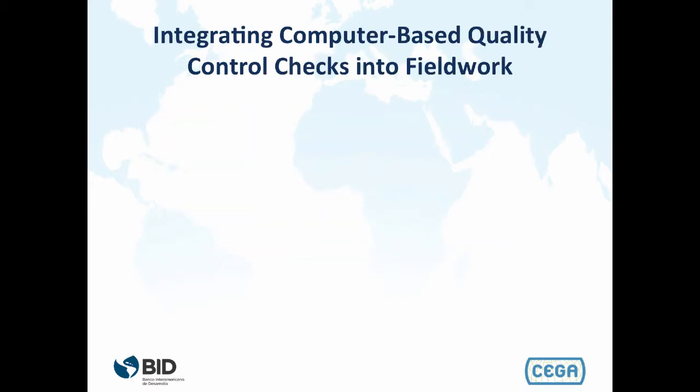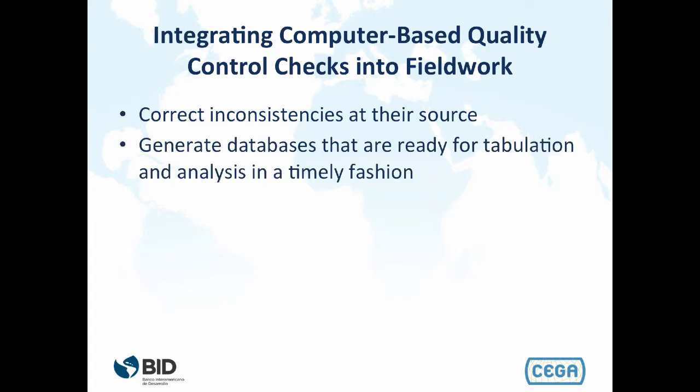So it's really important to think about integrating computer-based quality control checks into fieldwork. It corrects inconsistencies at their source rather than finding the inconsistency some weeks or months later while actually conducting the data analysis. We actually are able to identify them while still in the field. This also allows us to generate databases that are ready for tabulation and analysis in a timely fashion. So entering data in the field in parallel with data collection certainly allows for quicker access to the data for not only quality checks, but also to begin tabulation and analysis.